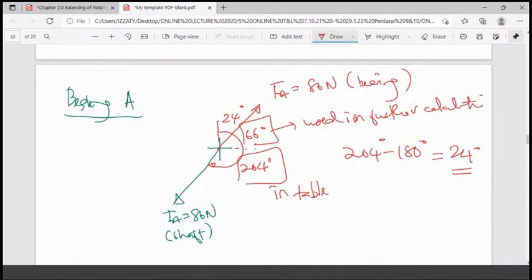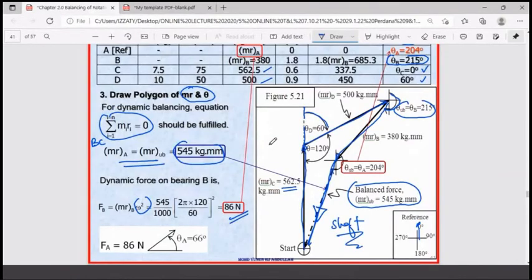Of course, in the test or exam, you don't have to do this one. This one is only part of your notes. Otherwise, your work or your solution will be very, very messy. Any question? No. Okay. Thank you. So then you have this one. Again, this one in the table. This one next calculation.